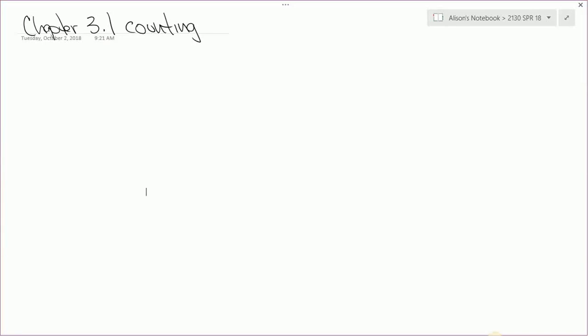So we're starting chapter 3 in our textbook, and chapter 3 is all about counting. If you remember, the point of a discrete object is that they are distinct or individual. That means that I can count them. I can lay them out on the table and decide how many there are.